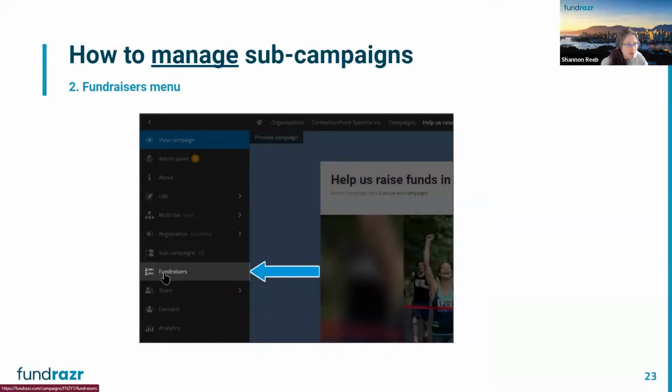And your fundraisers menu is if you have people registering for your campaign, that's the menu where each individual fundraiser will live, and you can do things there such as switch the teams they're on if they're accidentally on the wrong team, see who's raised the most versus who's raised the least. You can download a form or a spreadsheet that will have all of the information that they entered in their registration form. So those menus, sub-campaign, fundraisers, and registration, those are your three menus that will basically hold all of the settings for your sub-campaigns.